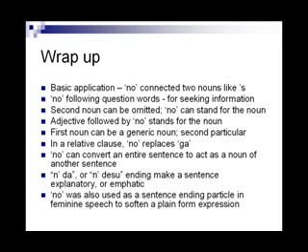No is also used in a relative class. If a subject marker ga appears in a sentence that has to be modified into the relative class, no replaces ga. No can also make an entire sentence act as a noun of another sentence. No desu and n desu are sentence endings that make a sentence explanatory or emphatic. Questions and answers use such expressions. No was also used as a sentence ending particle in feminine speech to soften the plain form expression.